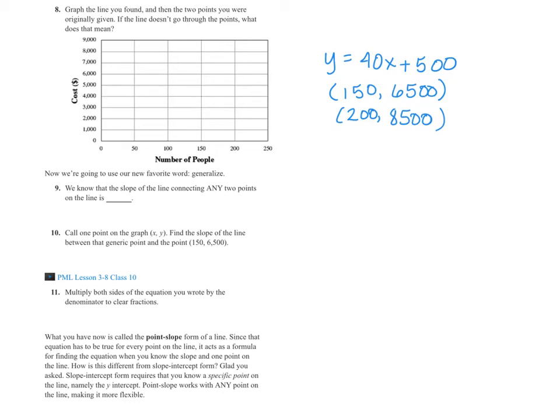Okay, so let's look at number 8. They ask us to graph the line you found and then the 2 points you're originally given. The line doesn't go through the points. What does that mean? All right, well, I think that would mean that we messed up, right?